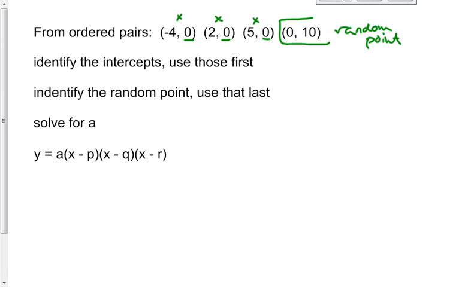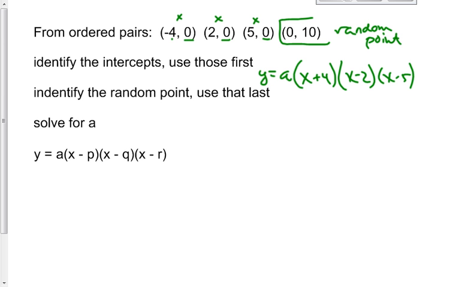So again, first we're going to identify the intercepts and use those. Y equals a, remember to put them in the opposite form. So instead of -4, we're going to put it in as x plus 4. Instead of +2, it goes in as x minus 2. And then the next one is 5, x minus 5.